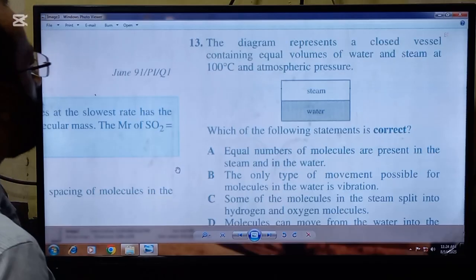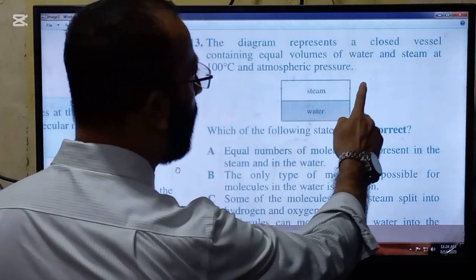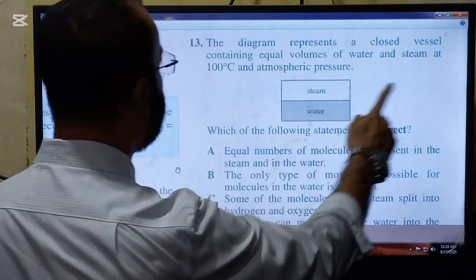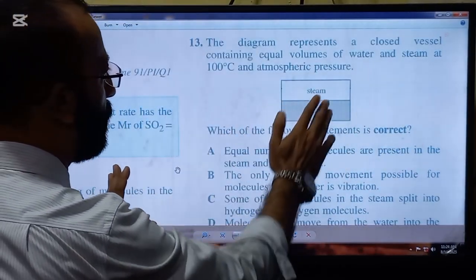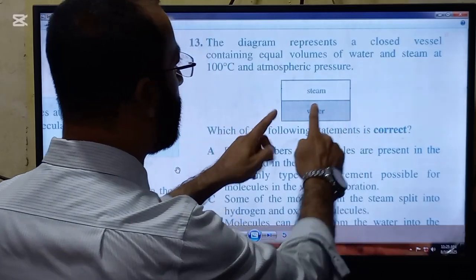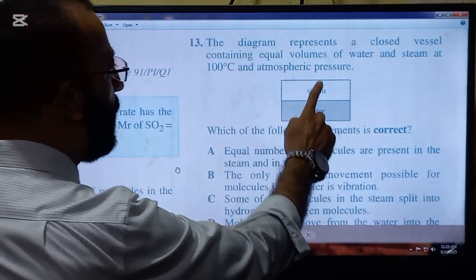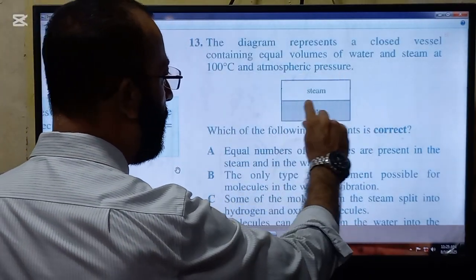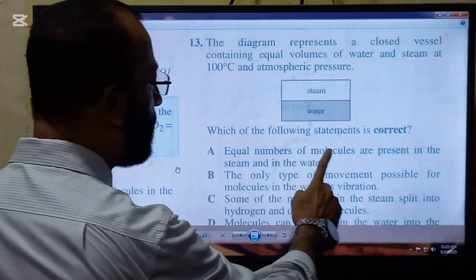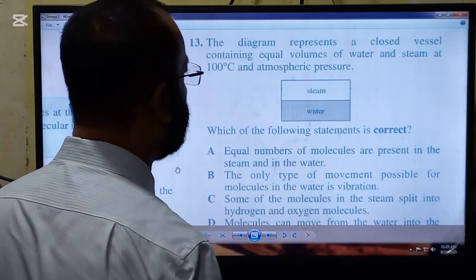Here is another question. The diagram represents a closed vessel containing equal volumes of water and steam at 100 degrees C and atmospheric pressure. So you can see here is water and here is steam, containing equal volume. So this volume is equal to this volume. The requirement is which of the following statements is correct?